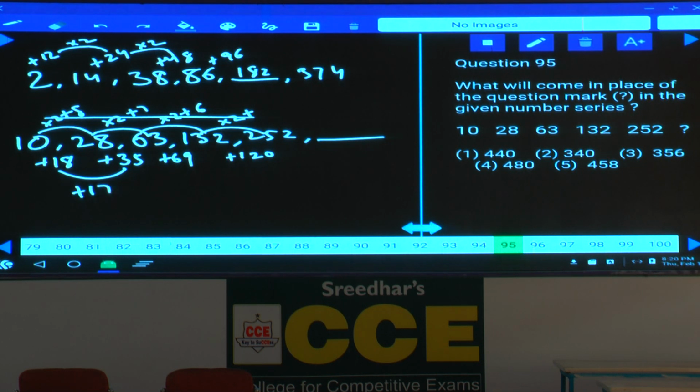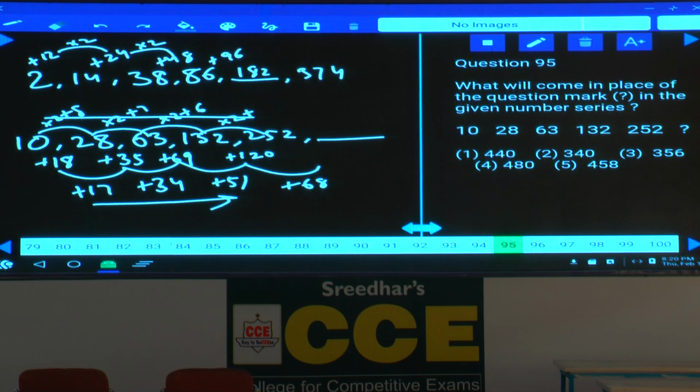18 and 35, 17, 35 and 69 plus how much? Plus 34, and the next one 69 and 120, here it is 51. Now what are these numbers? 17, 34, 51 are multiples of 17. 17 into 1, 17 into 2, 17 into 3. Next one 17 into 4, 68 should be added to what?